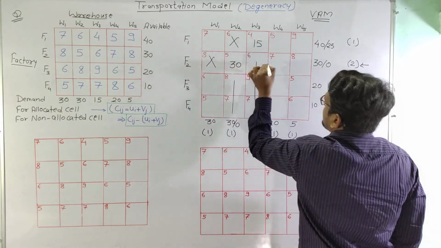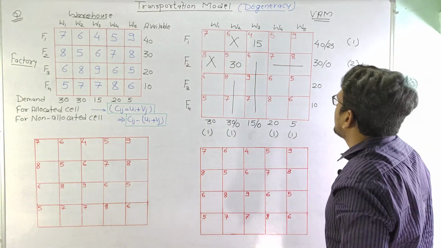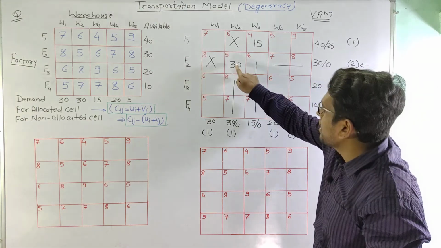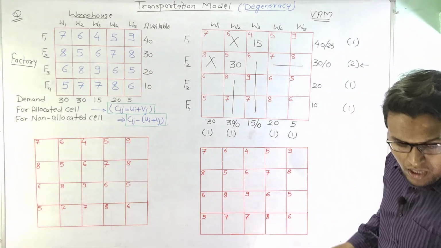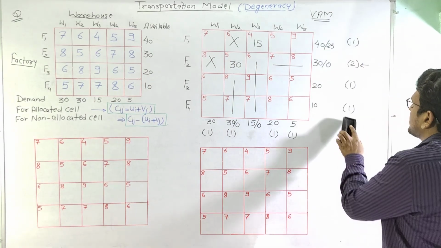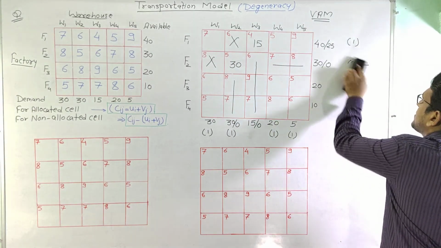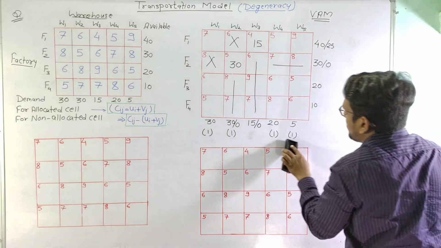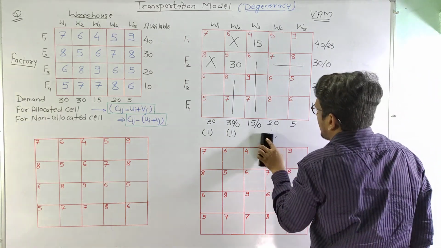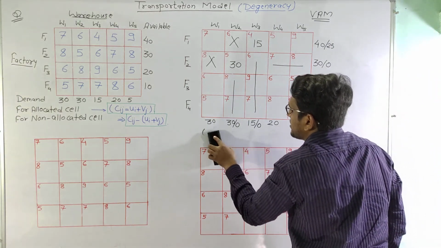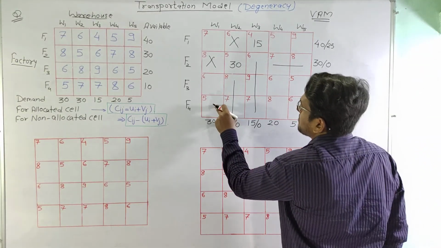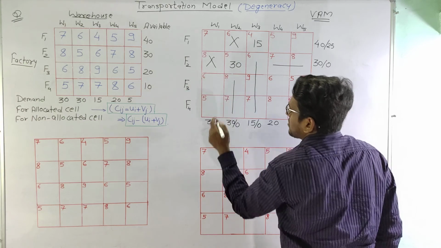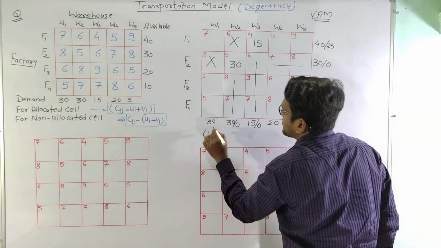Similarly, no more allocation can be done here and here, because both demand and supply are fulfilled. Now again we need to calculate the penalty. So I am again erasing this, and again we will be calculating the penalties. So let us now calculate the penalties. Here minimum is 5, next minimum is 6, so penalty is again 1.